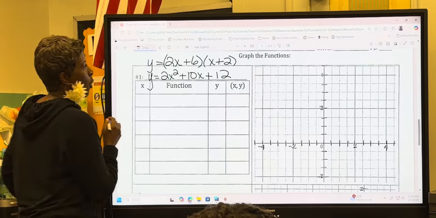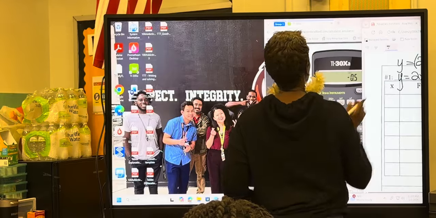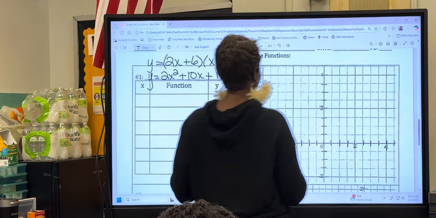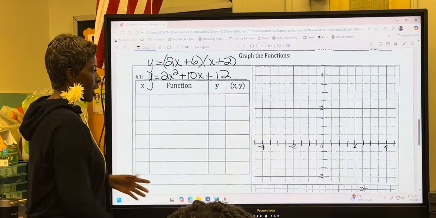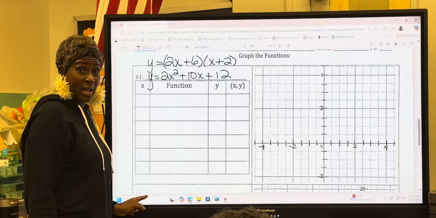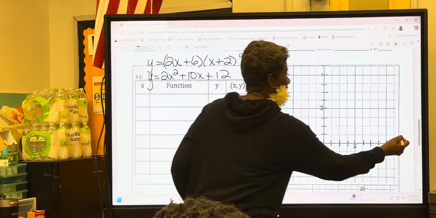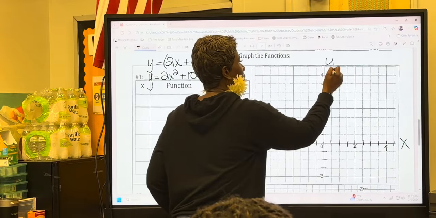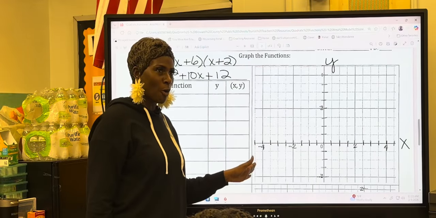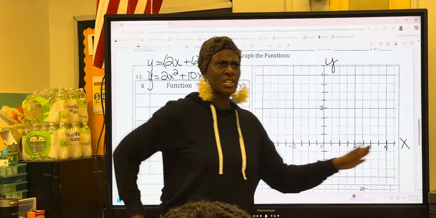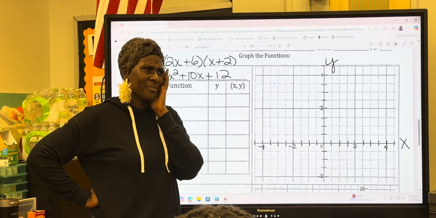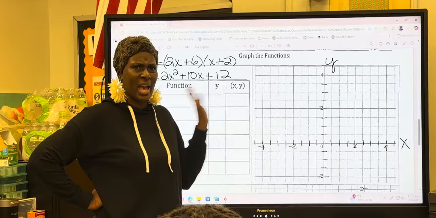So let's go. Work with me. I want to start with, if we look at this, right? What numbers am I going to plug in? I'm plugging in x's, right? This is the x-axis. This is the y-axis. What do you notice about the x's? They go from -4 to what? +4. Does it make sense for me to plug in a -6 as an x?